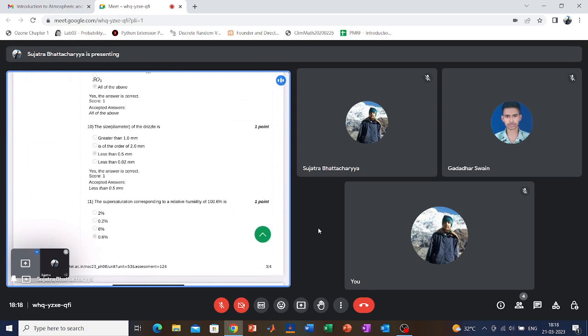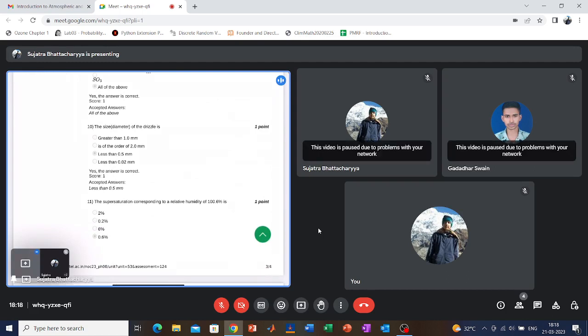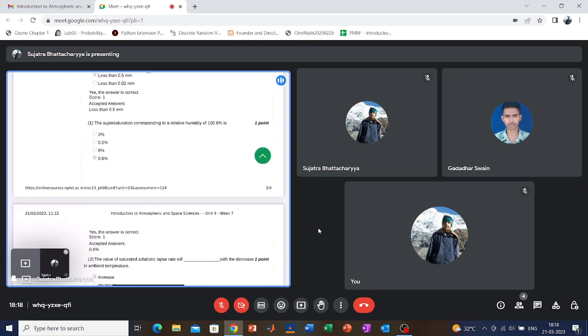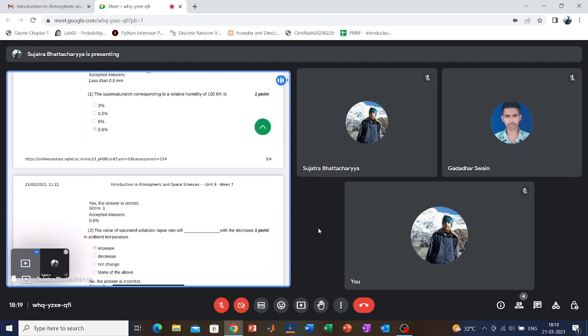Okay, supersaturation. I have already shown what supersaturation is. See, relative humidity is, suppose, 100%. Anything above that is the percentage of supersaturation. Therefore, the supersaturation corresponding to a relative humidity of 100.6% is only 0.6%. Saturation means relative humidity is 100%. Supersaturation is more than that. The extra as compared to this 100% relative humidity is the actual supersaturation percent.